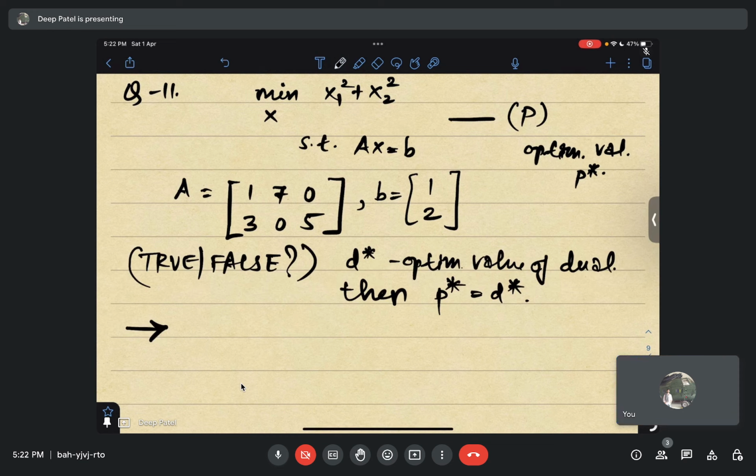I answered it as true. I have also written the solution somewhere. I'm not able to locate it. Somehow I've reasoned my way. Can you just give me 1 second? Just 1 second. Yeah. Pull up this.